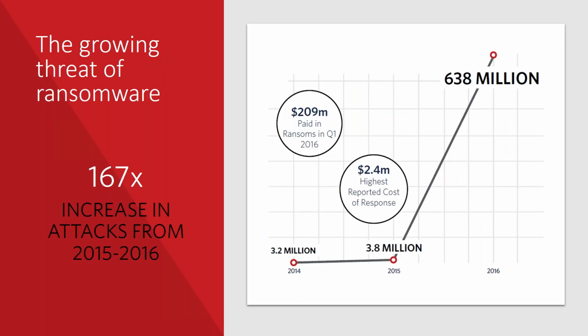We mentioned ransomware there. This has been a massive growing threat in the last few years, but it really has started to spike in the last year or two in particular. So we can see from 2015 to 2016, you had a 167 times increase in the number of ransomware attacks that were detected just in that 12-month period. And this is obviously before the WannaCry incident as well, which, as I say, affected another 300,000 computers.